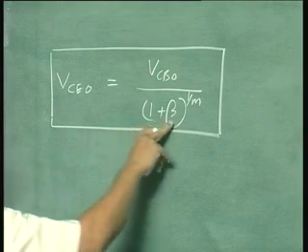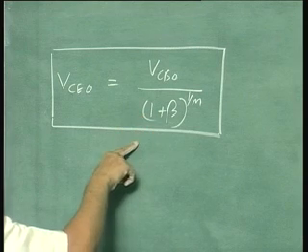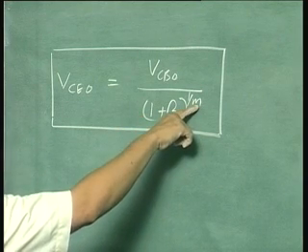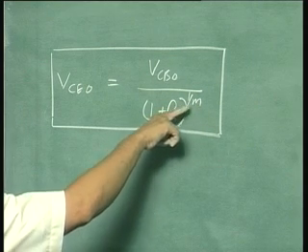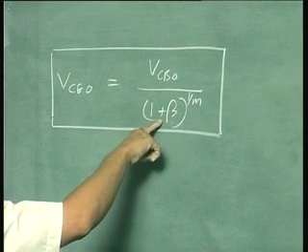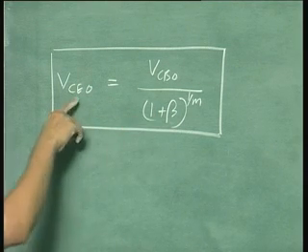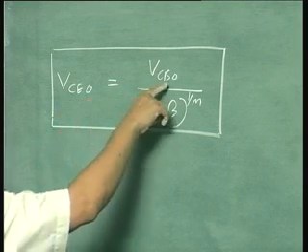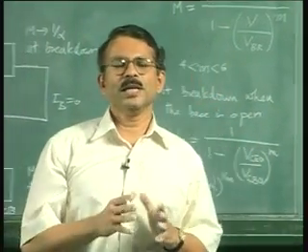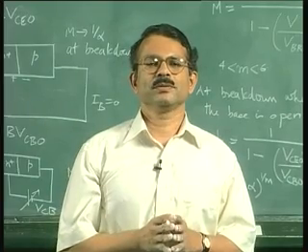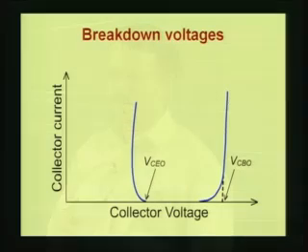If you have beta is about 99, so 1 plus beta is 100, and if m is for example 4, then the 1/4 root of 100, square root of 100 is 10, and then square root of 10. So you will have the VCEO as VCBO by square root of 10. So VCEO can be as low as 1/3 of the VCBO. That is what is shown here on this slide.